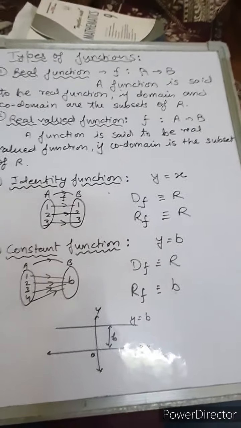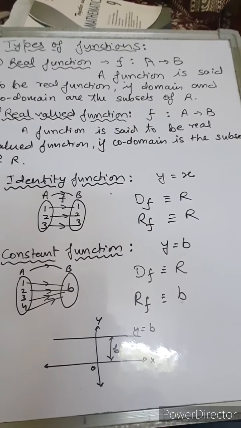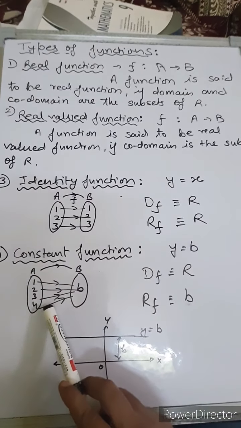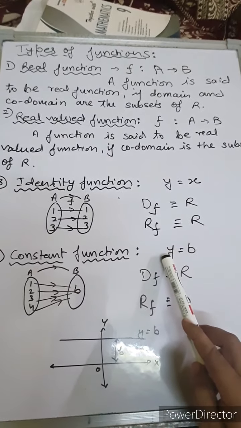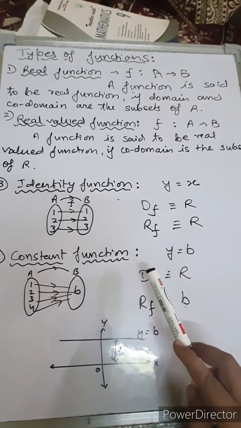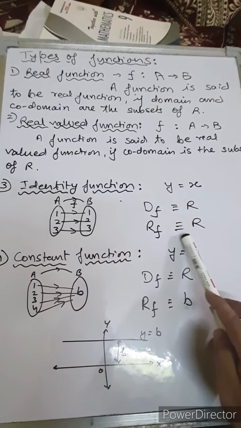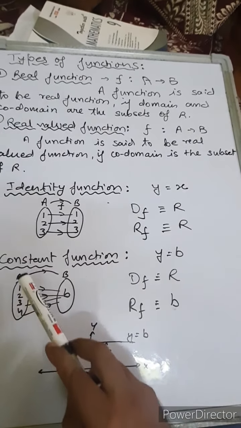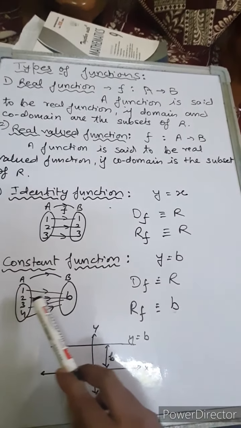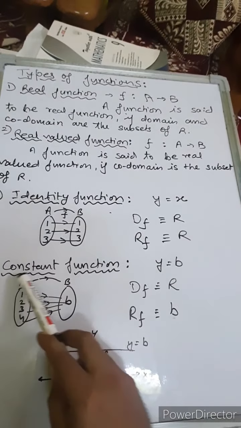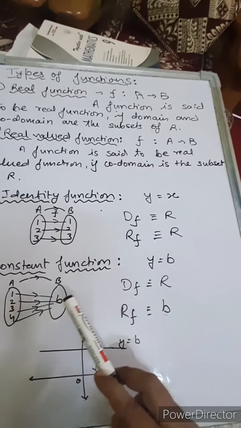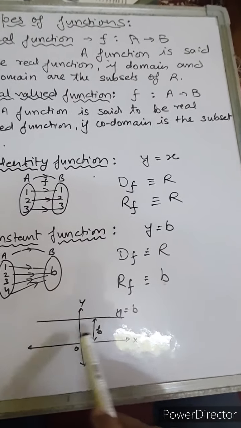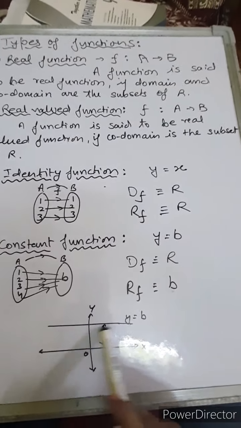Now come to the fourth type of function, which is the constant function. What is a constant function? It is represented by an arrow diagram like this. It is algebraically written as y equals b, where b is any constant, right? That means if you represent this function by the arrow diagram, the image of 1 is b, the image of 2 is b, the image of 3 is b. Any element you take in set A, the image will be the same b. Okay, and if you draw the graph of the function, it will be a line parallel to the x-axis.